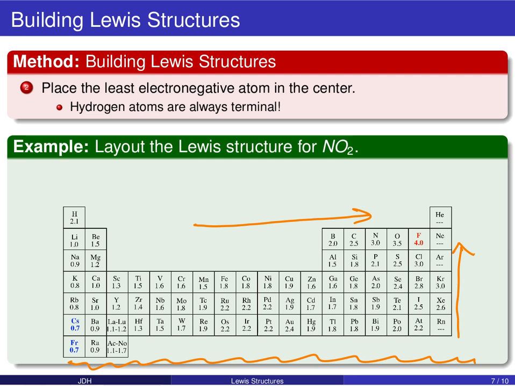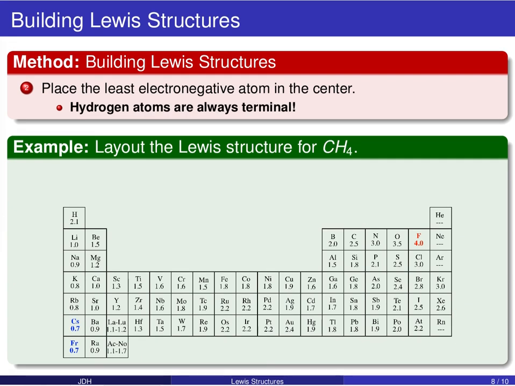So if we look at our NO2 molecule, well, we see that in NO, O is closer to fluorine, O is more electronegative. So we're going to lay out our molecule with nitrogen at the center, because nitrogen is the least electronegative element. Okay. And then remember, we also have this note here.